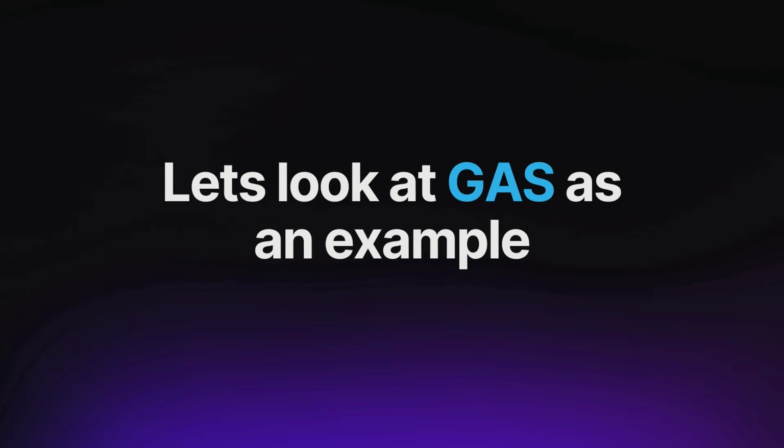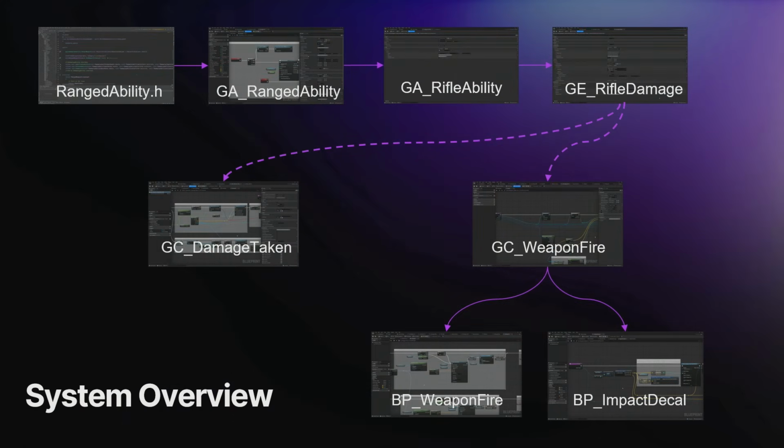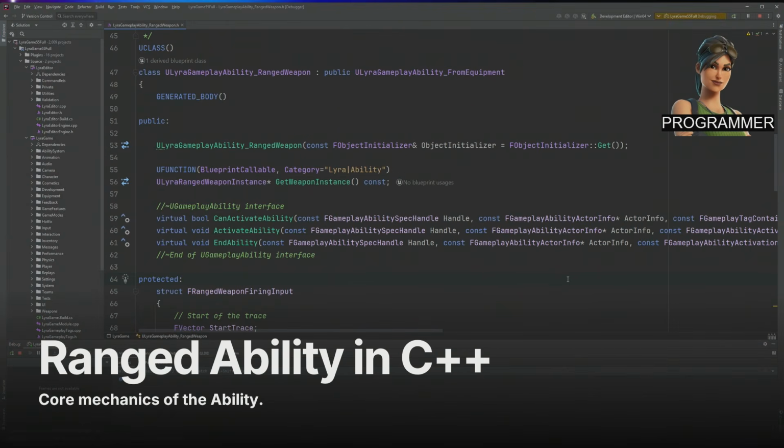Let's look at how GAS handles this. Specifically, I'm going to be looking at the Lyra project. This is just a fraction of the system. We're not going to be looking at Anim Notify systems and a few others, but I think it's enough to make my overall point. And I also think it provides some concrete examples of the concepts we've already covered in this talk. So it starts with a C++ base class.